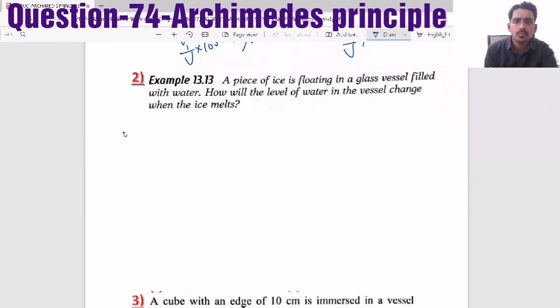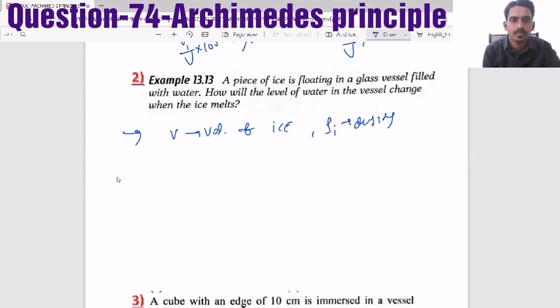Now, a piece of ice is floating in a glass vessel filled with water. How will the level of water in the vessel change when the ice melts? Here they did not mention the density of the ice, so you have to consider it properly. Let's take V as the volume of ice and rho I as its density.